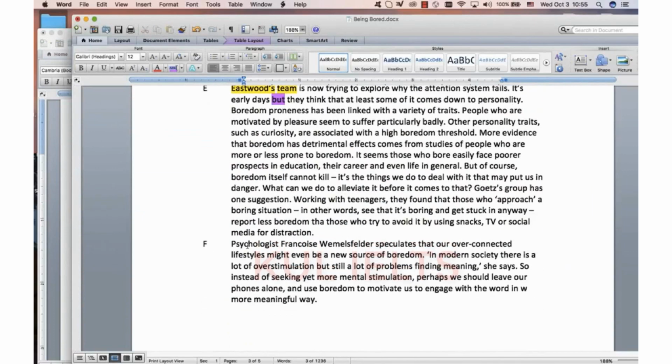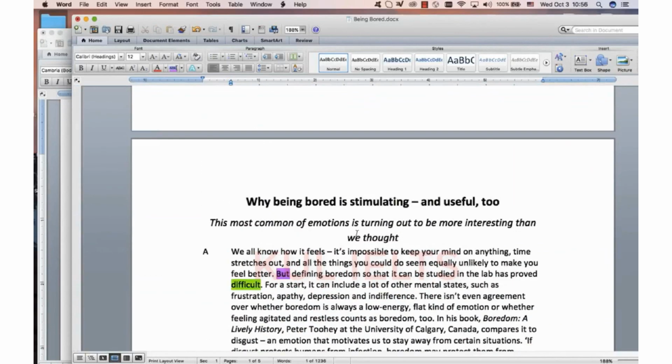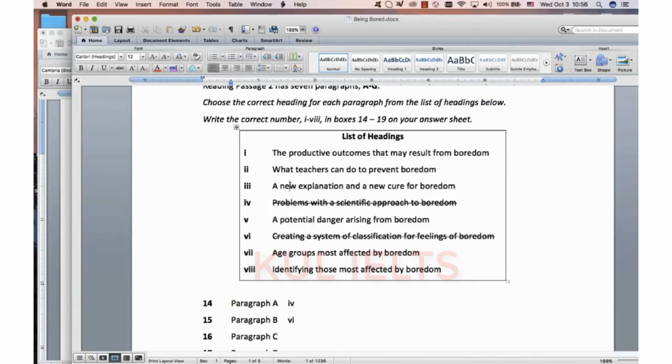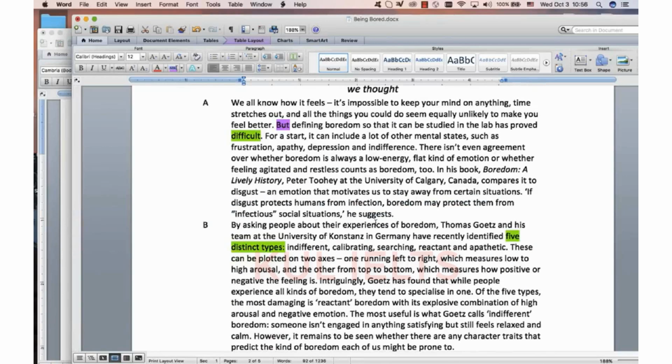And the last one, he says that our over-connected lifestyles might be a new source of boredom. I remember that, very interesting. Remember, end of that sentence. A new source of boredom. I remember the word new, a new explanation, and a new cure. Age groups, most affected, potential danger, teachers. This is quite a short paragraph, so I would actually delve a little bit deeper. A new explanation and a new cure.